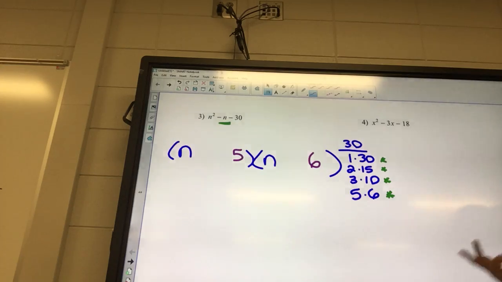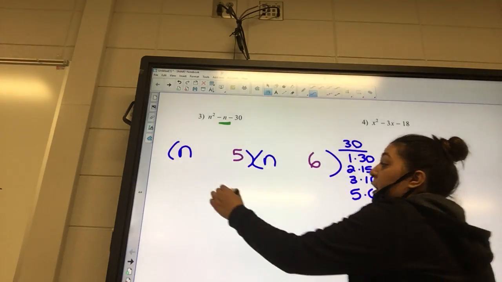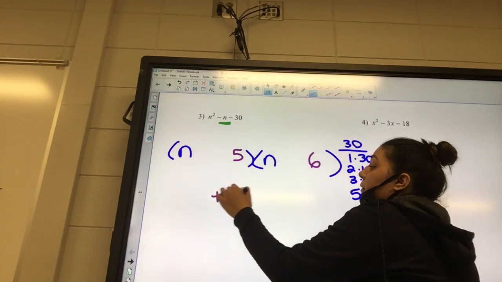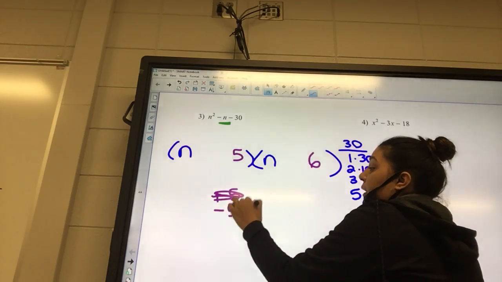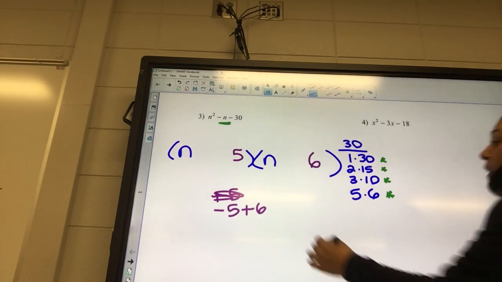So what needs to happen here? Minus 5 plus 6. Type that in your calculator. What is minus 5 plus 6? It's a positive one. What do we need? Negative 1. We need a negative one. So this is not the possibility.